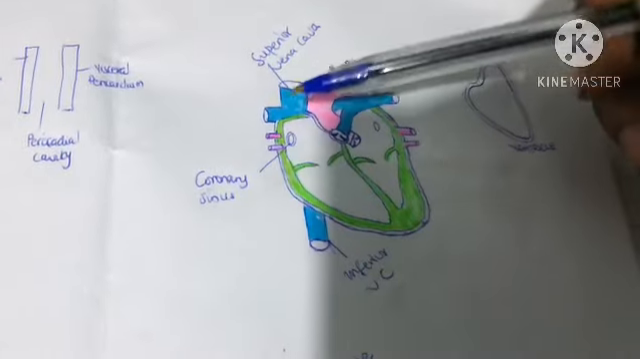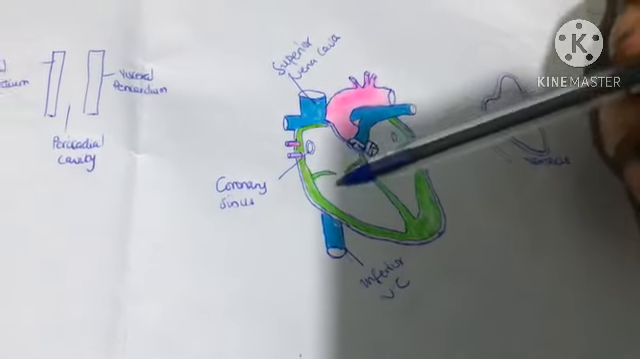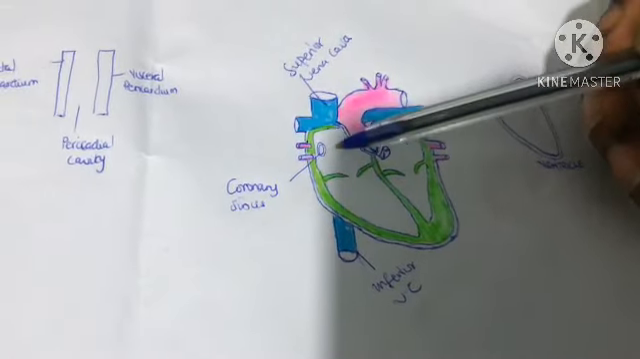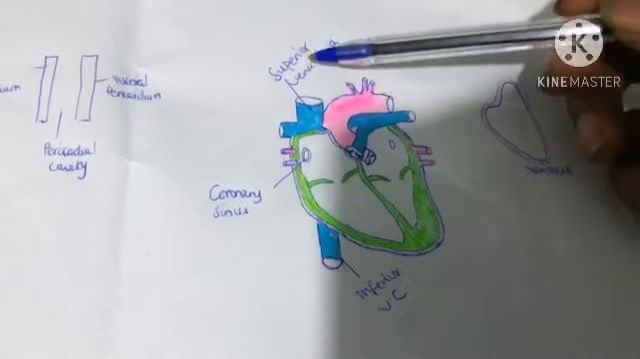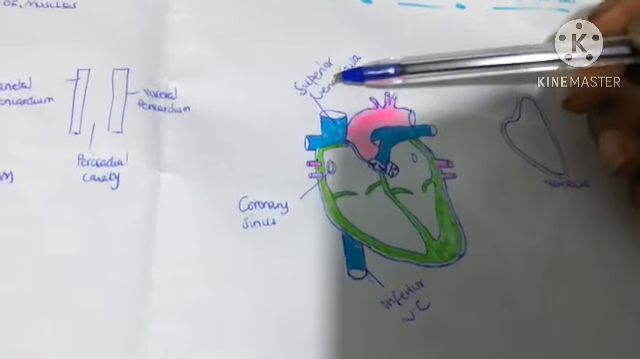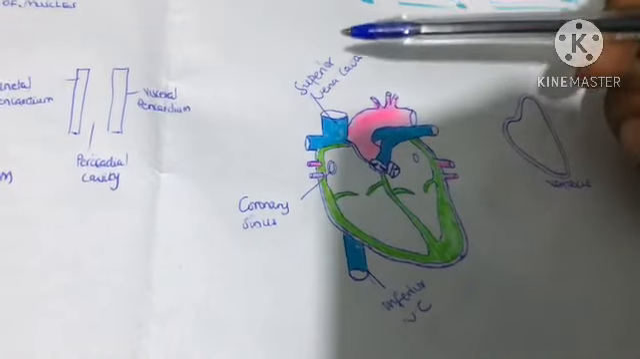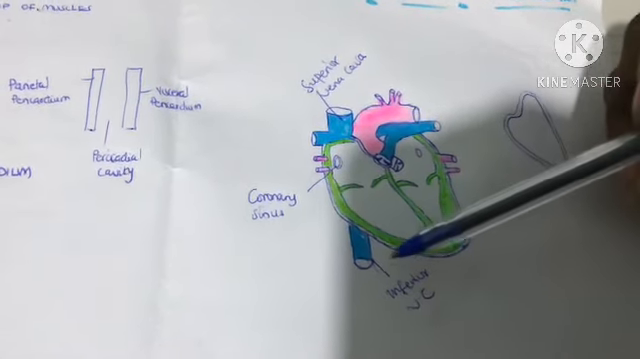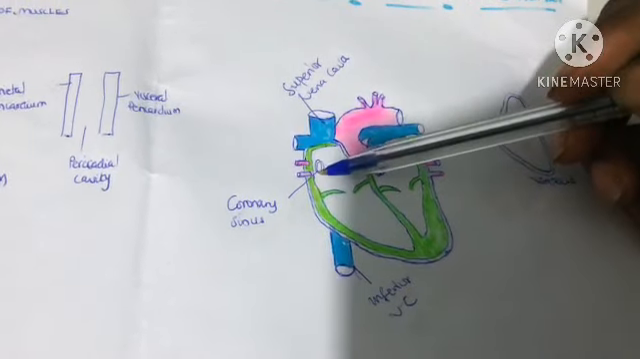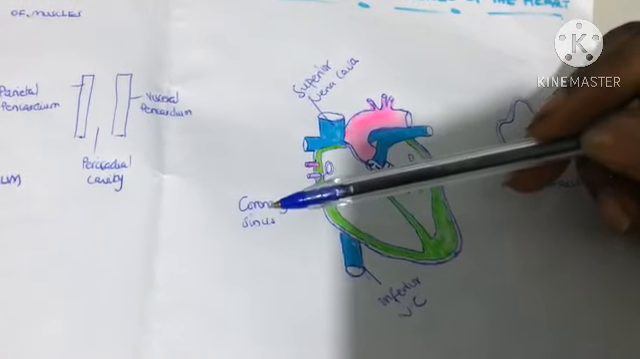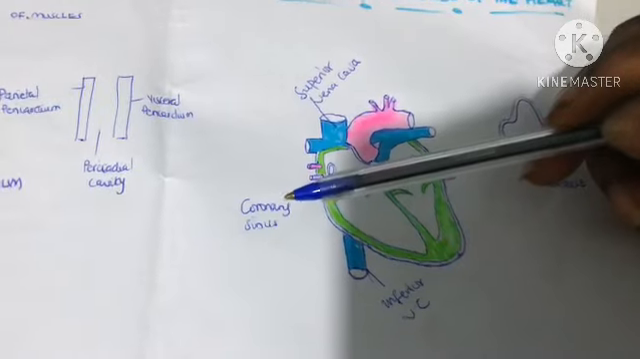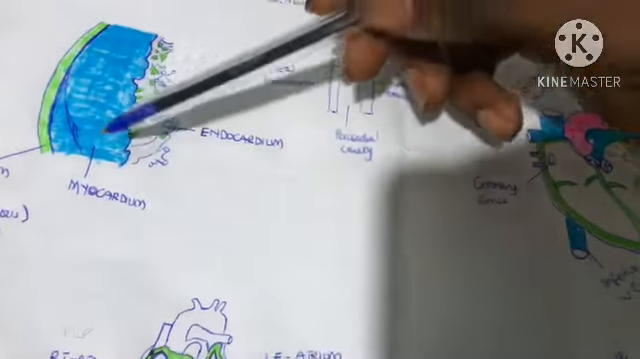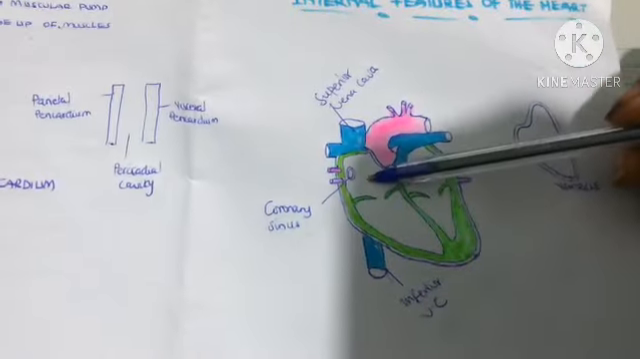Now you can see that there are 3 main vessels that empty blood into the right atrium, and they are the superior vena cava, which brings blood from the upper part of the body, and the inferior vena cava, which does that for the lower part of the body. And we also have this opening called the coronary sinus. The coronary sinus brings blood from the myocardium into the right atrium.